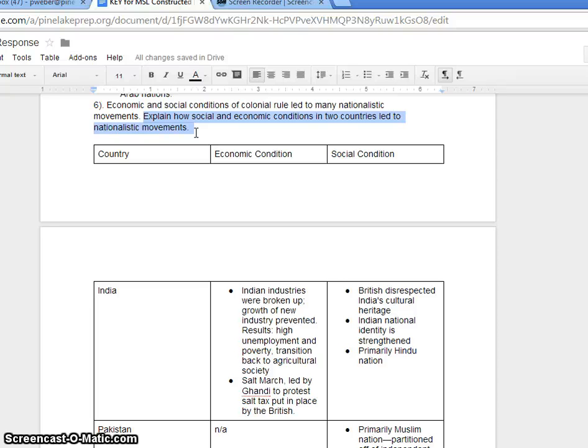So what I've done is I've created this table, and I actually put a key to the nationalism storyboard projects. That's in the NC Final Exam Review folder, so check that out. So what I recommend for this question is that you chose the country that you did for your storyboard project. Hopefully you know that one in depth. And then choose another nationalistic movement that you're comfortable with.